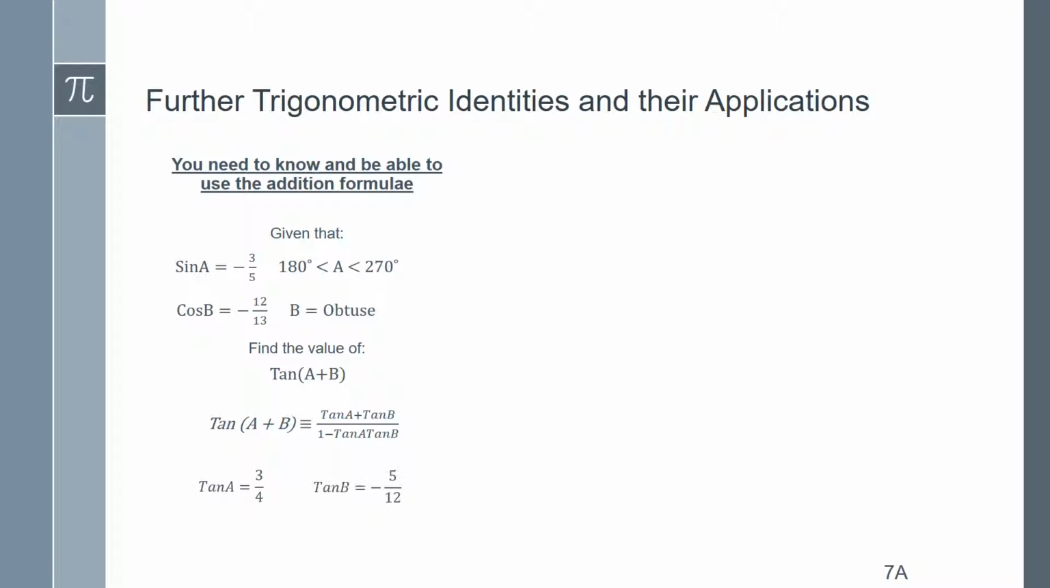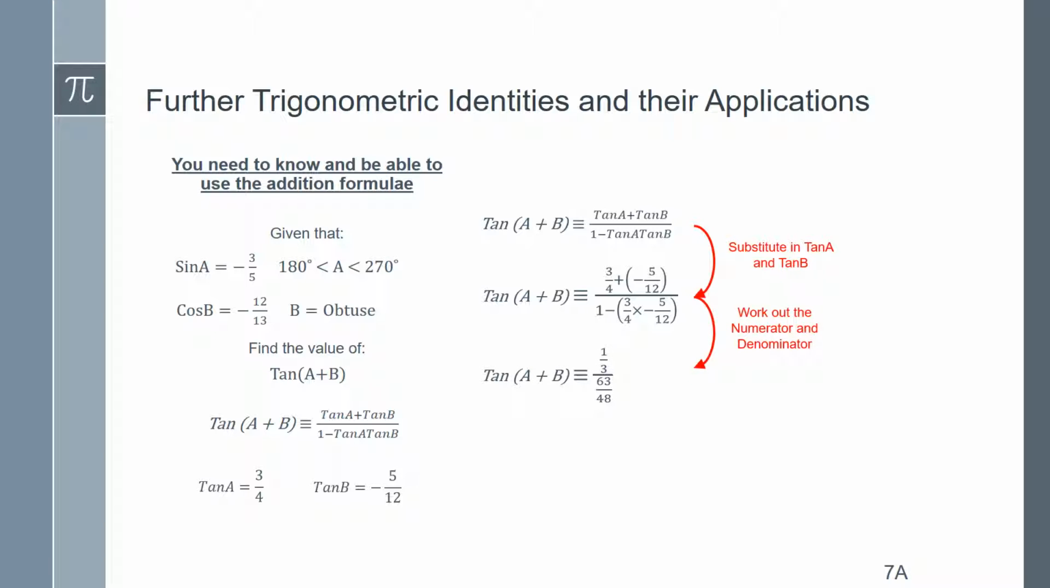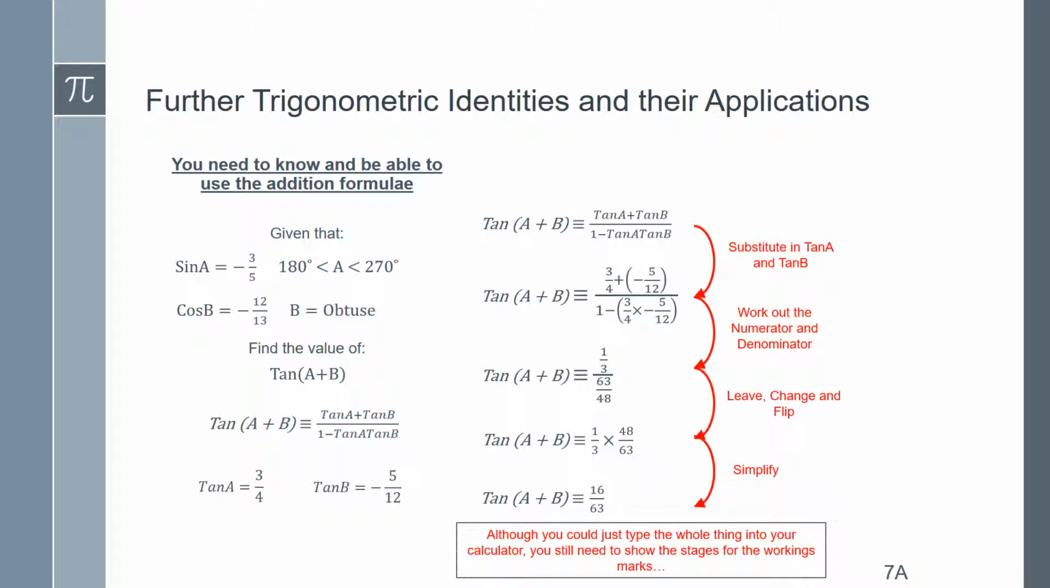So now we can use the addition formula, tan A plus tan B, substitute the values in, 3/4 plus minus 5/12, over 1 minus 3/4 times minus 5/12. Work it all out. It's a fraction sum. We should be able to do fraction sums without having to resort to a calculator. 16/63. You could obviously just type the whole thing into a calculator, but to make sure you get the marks, you really do have to show the stages in your working out. Plus, it's fun.